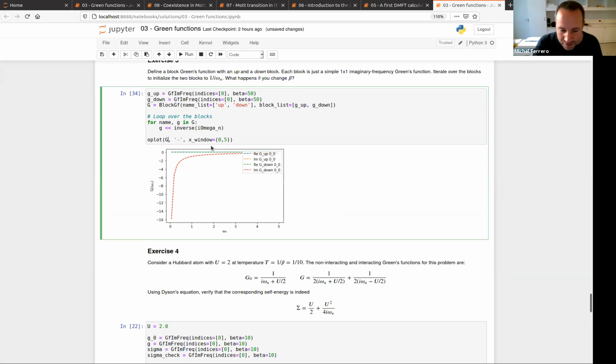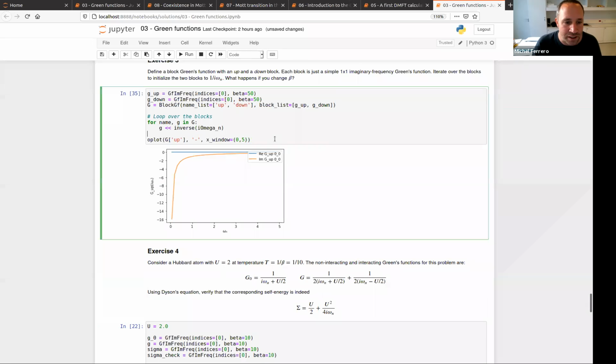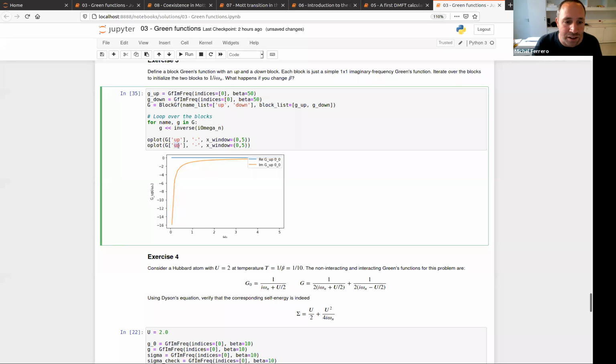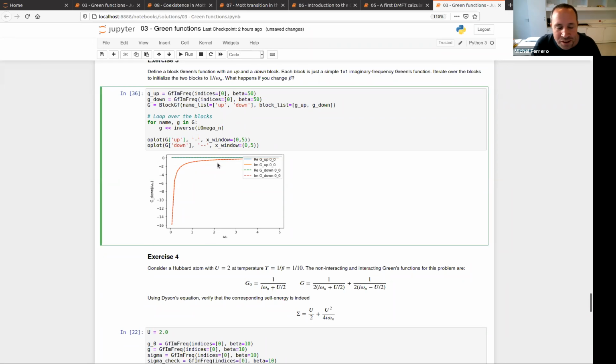If you want, there are 2 blocks. G has an up block, which looks like this. And it has a down block, but in that case, up and down are the same. So if I plot the down at the same time, you see they're on top. There's both the dotted and the other ones. So they're exactly identical. This is why you were not seeing them. They were just on top of each other.